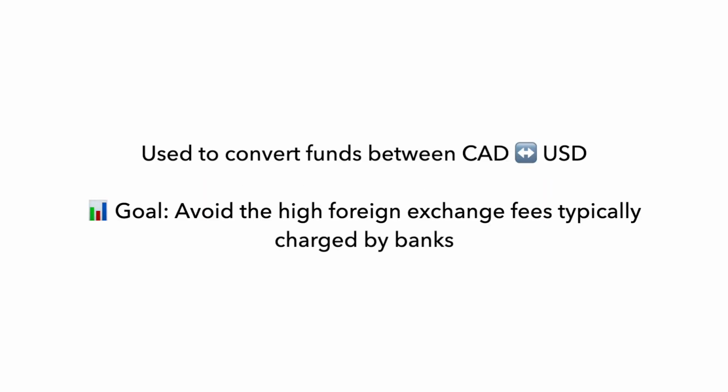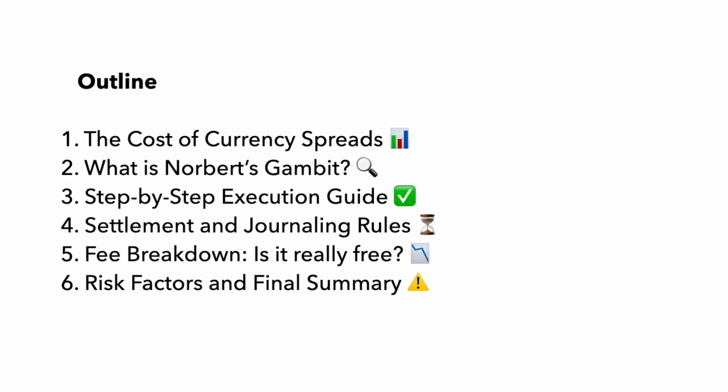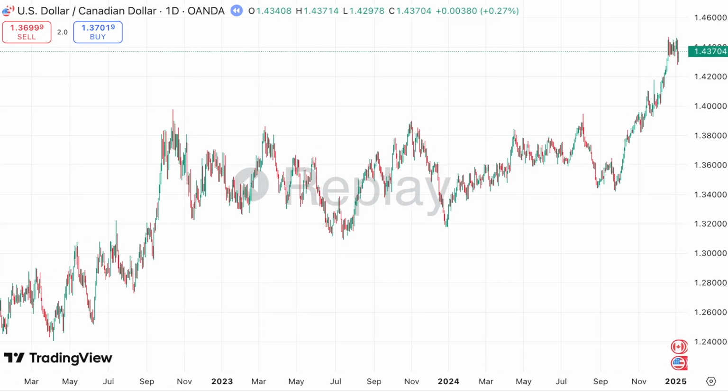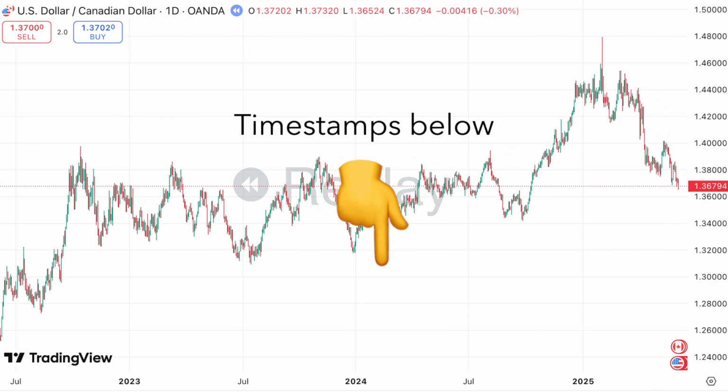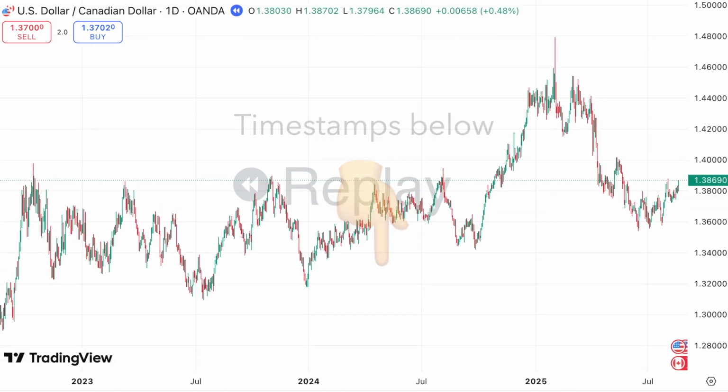Today we are discussing a specific financial maneuver known as Norbert's Gambit. This is a method used by investors to convert Canadian dollars to US dollars, or vice versa, within a self-directed brokerage account while minimizing the foreign exchange premiums typically charged by financial institutions. Our goal today is to explain the mechanics, the costs, and the risks involved so that you have a complete understanding of how the process functions in a real market environment. Before we begin, it is important to state that this presentation is for educational purposes only and does not constitute financial, legal, or tax advice.